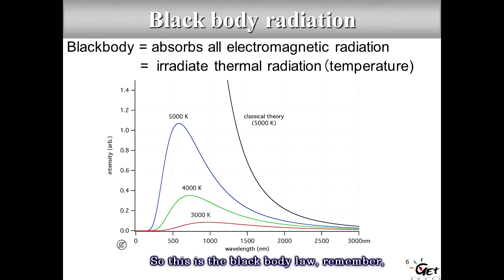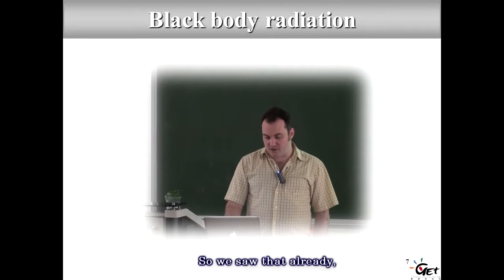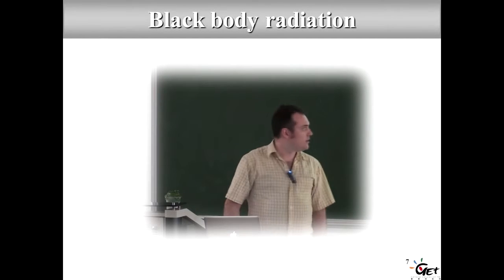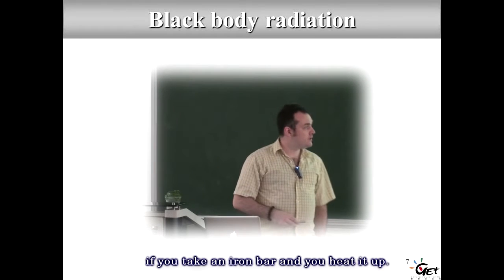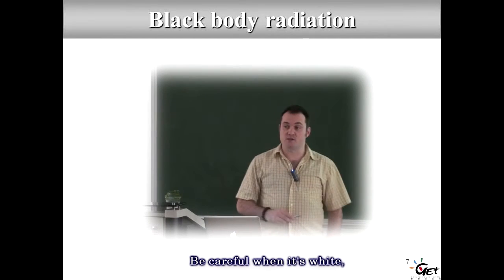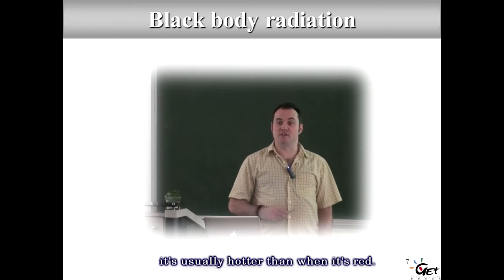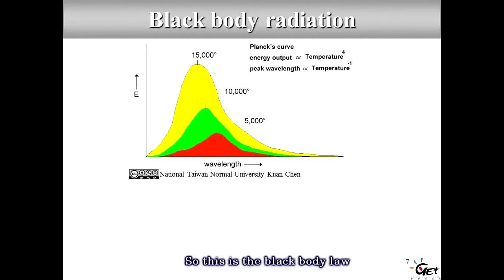So this is the black body law, remember? And a black body is defined as a body that absorbs all electromagnetic radiation, or a body that irradiates thermal radiation according to its temperature. So we saw that already. Just a brief reminder. You remember, if you take an iron bar and you heat it up, be careful, when it's white, it's usually hotter than when it's red. So this is the black body law, and we have seen that there is Wien's law.